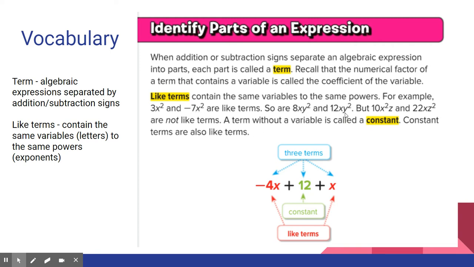8xy squared and 12xy squared. Again, we're not looking at the 8 and 12, we're looking at the xy squared. It has the same variables and y to the second power, xy to the second power. They are like terms. But 10x squared z and 22xz squared are not like terms because the x carries a square on this one and the z has a square on this one. So again, get in your mind what like terms are and what they're not, because we're going to be combining like terms.